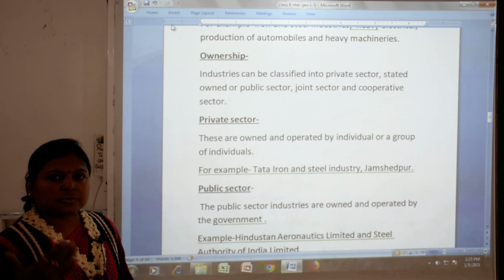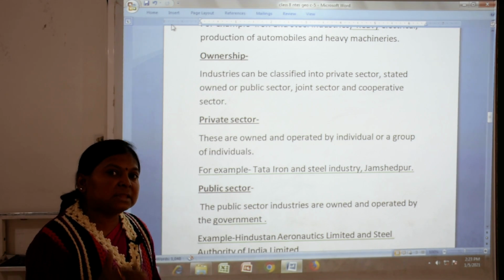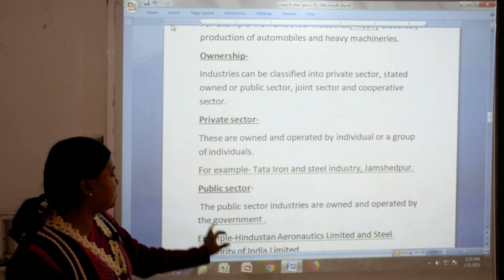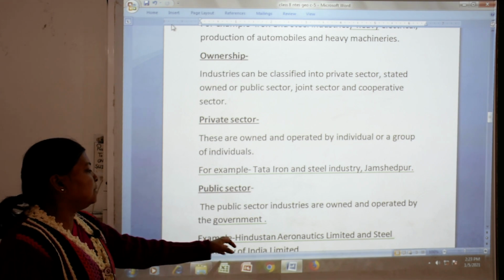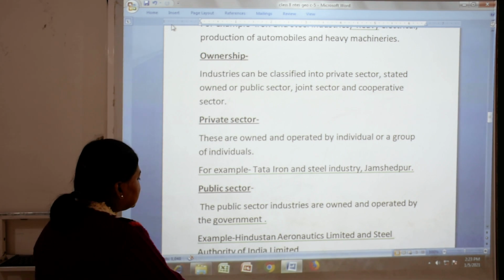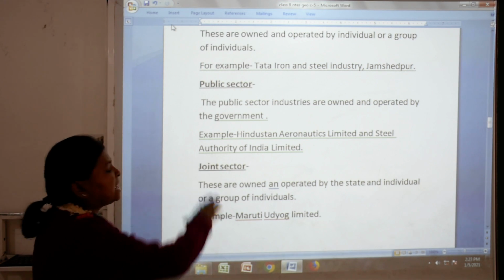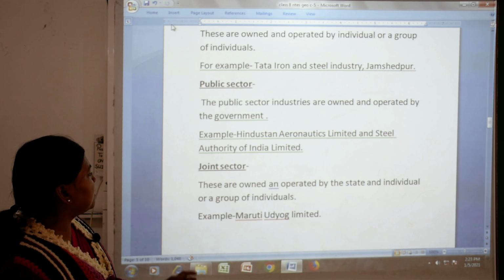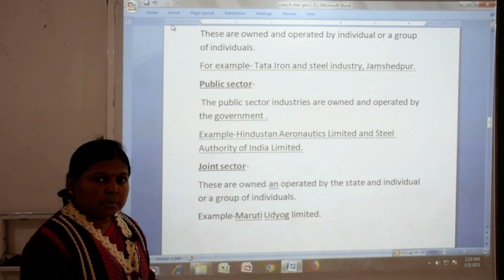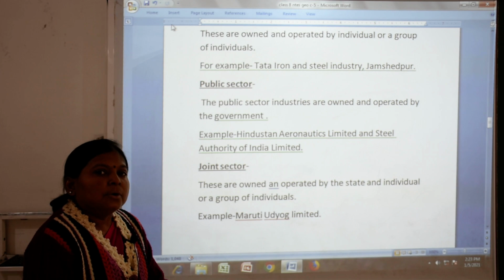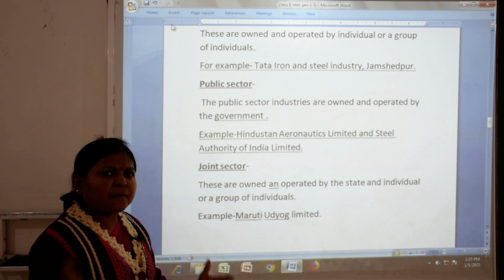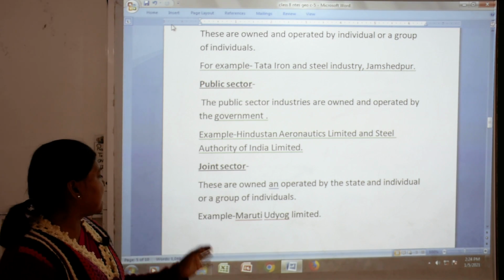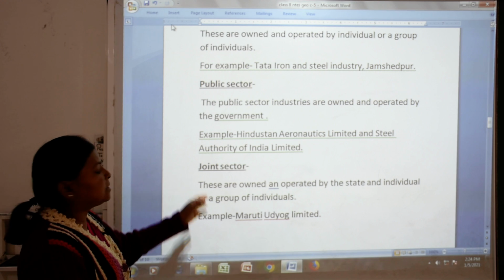Next is the public sector. The public sector industries are owned and operated by the government. So we will put them in the public sector. Example: Hindustan Aeronautics Limited and Steel Authority of India Limited come under the public sector. Next one is the joint sector. Joint sector means these are owned and operated by the state and an individual or group of individuals. Example: Maruti Udyog Limited is a joint sector.